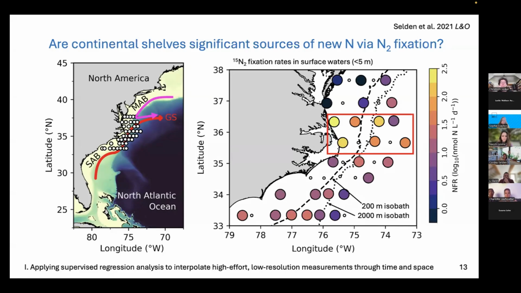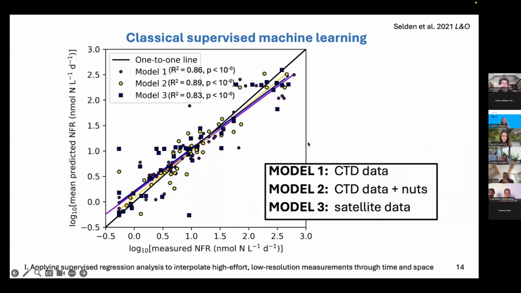Now, given that these rates were observed in a dynamic frontal zone, I was curious to get some insight into the role of regional physics in driving this hotspot. So I built a few different machine learning models to predict nitrogen fixation rates from available hydrographic data using my direct measurements as the training data set. This was a moderately sized data set, around 200 data points or so, and I ultimately settled on a random forest algorithm. I built 3 different versions of the model using different hydrographic data as input.